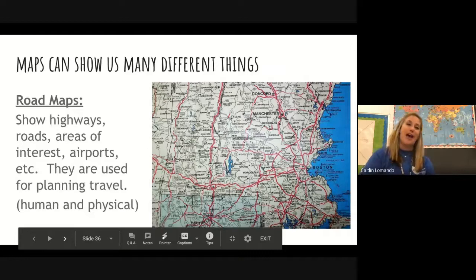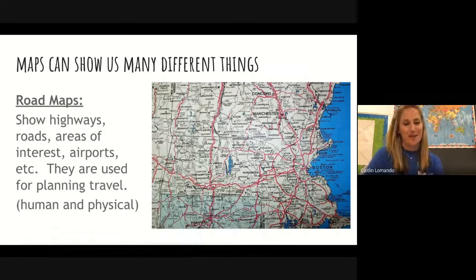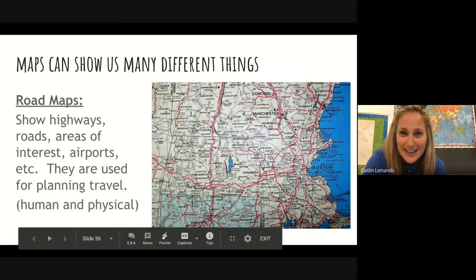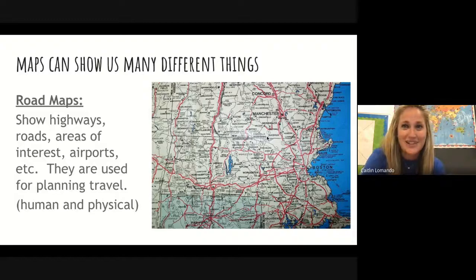Sometimes we use road maps. They show highways, roads, areas of interest, airports, etc. They're used for planning travel. These maps usually have human and physical features on them. And maybe you can see Nashua on here. I'm looking really close. Here we are, Nashua.